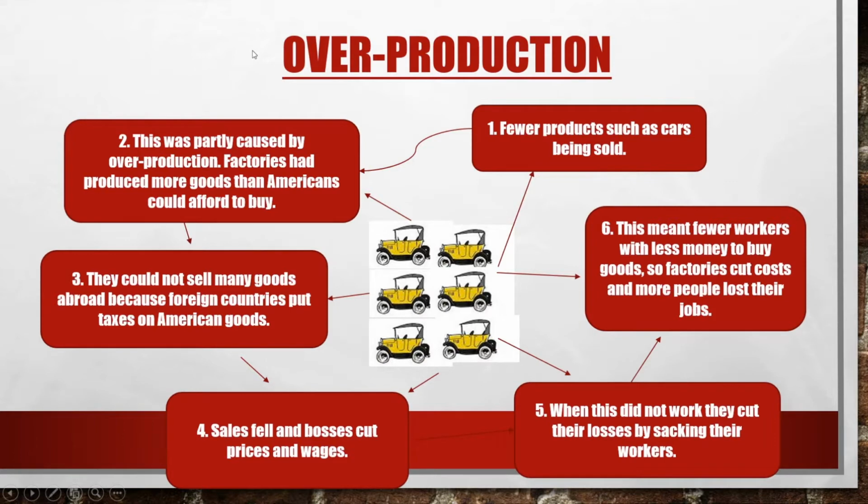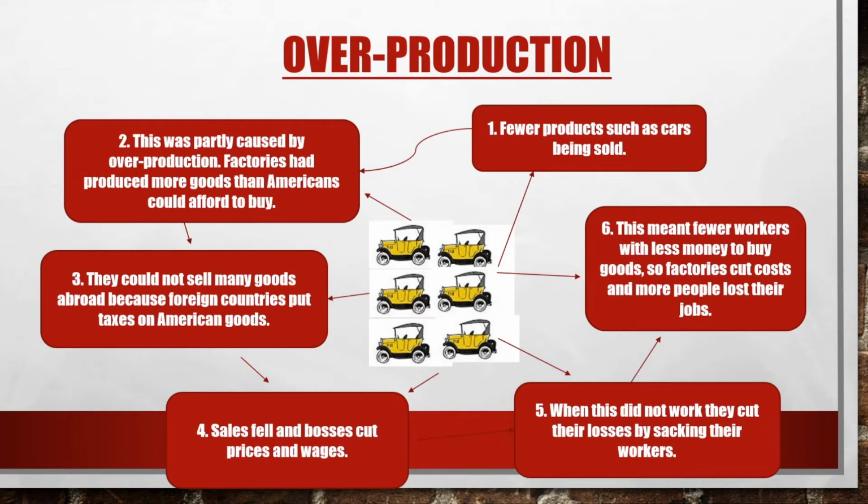Overproduction, basically, means fewer products such as cars are being sold. Henry Ford had made the car so cheap that at some point it's going to get to a point where everybody's got a car. Nobody needs cars anymore. And this is partly caused again by overproduction. They'd produce more goods than Americans could actually afford to buy. They could not sell many goods abroad because of the Fordney-McCumber tariff that we looked at last lesson. Foreign countries had retaliated to that by putting really high taxes on American goods, so they struggled to sell goods outside the country as well.